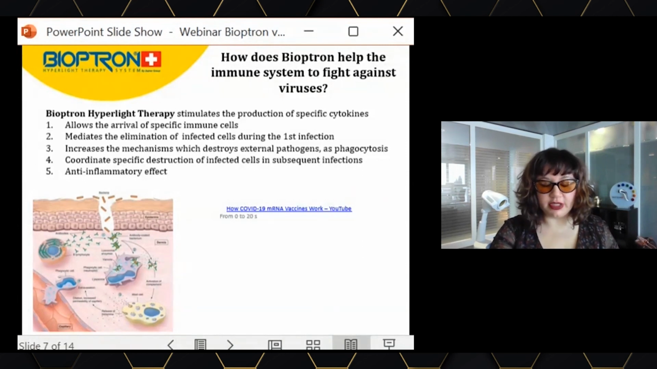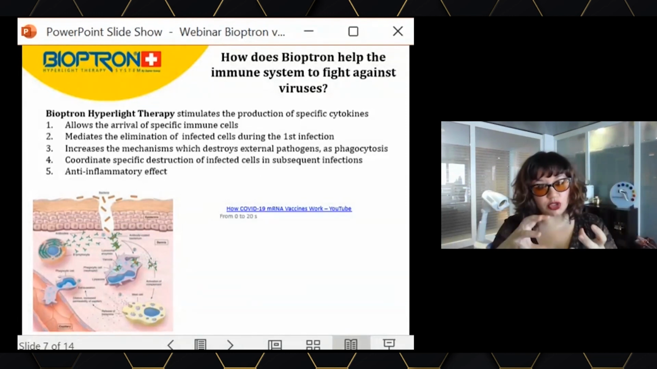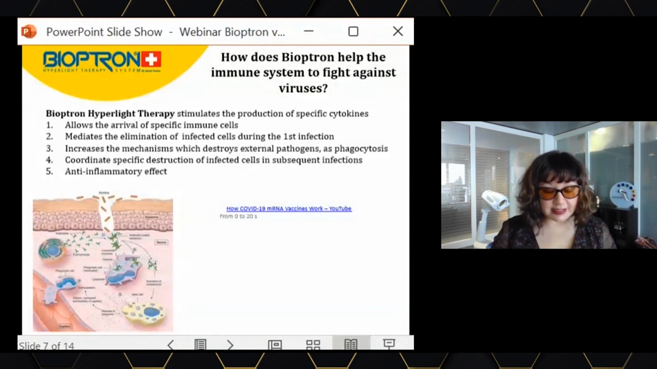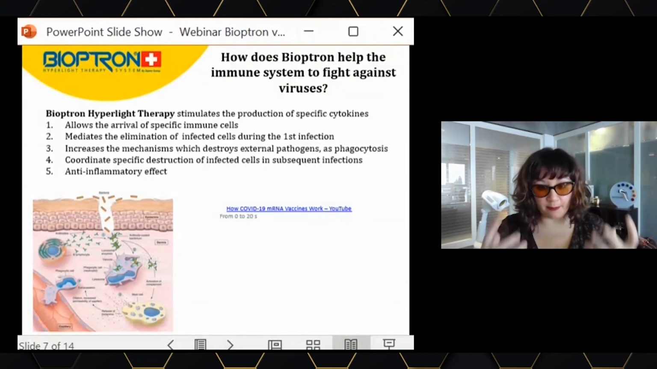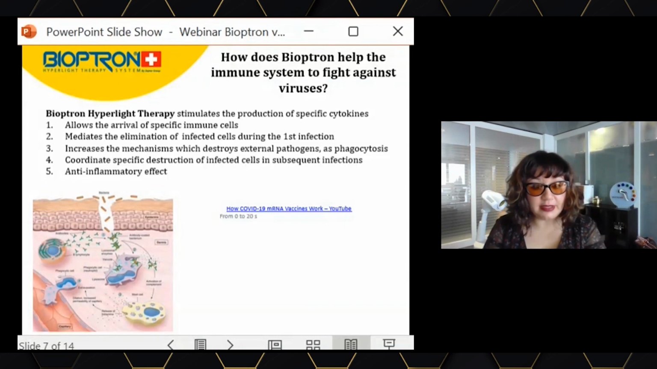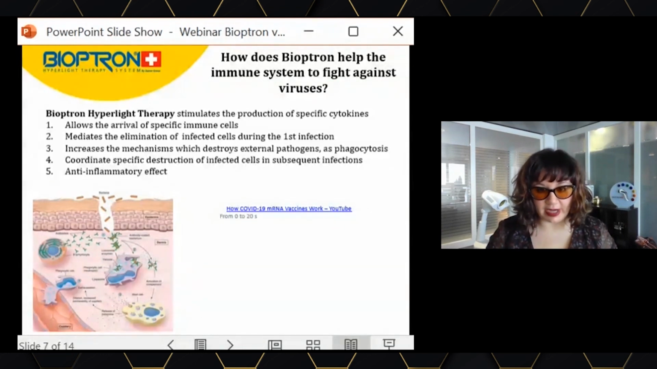Also, it will help these soldiers, these cells, to increase the mechanisms that will help to destroy the external pathogens. And on top of that, it will help to coordinate this specific interaction between different cells of the immune system to fight against the virus if we are infected a second time. This is the principle of vaccines that we will see in the next slides. And also very important, and I will not spend so much time on that, just remember that Bioptron has anti-inflammatory effects. We know that Bioptron is increasing the anti-inflammatory cytokines. So when this viral infection is producing an inflammation that can become dangerous because it becomes chronic, Bioptron compensates that. Bioptron will decrease this inflammation, decreasing the probability perhaps of developing a severe form of viral infection.